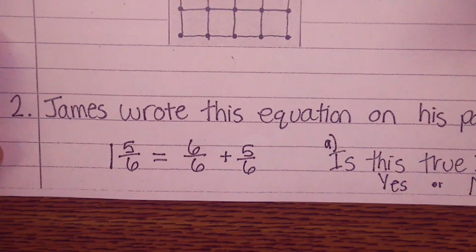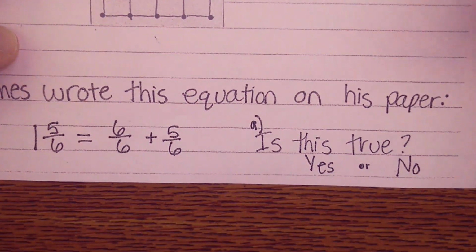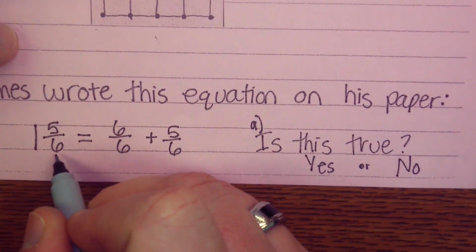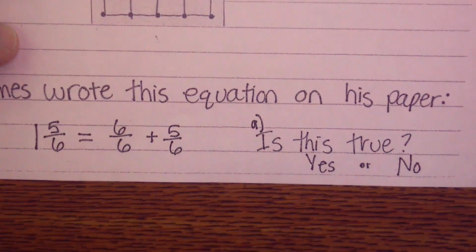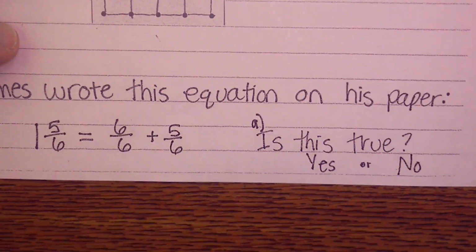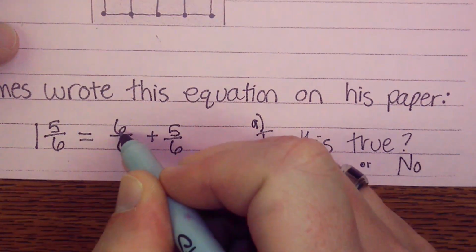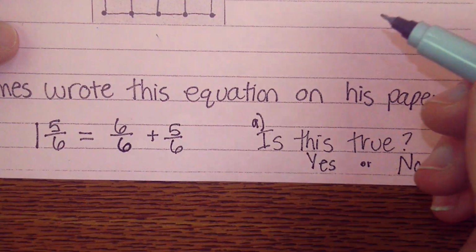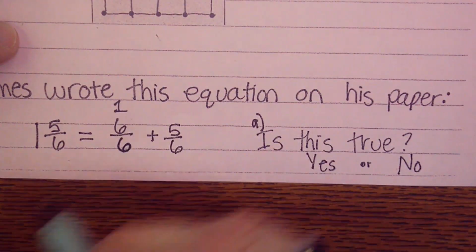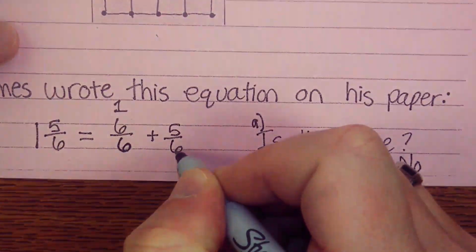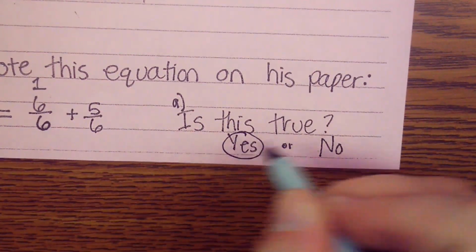James wrote this equation on his paper. Is it true? 1 5/6 is the same as 6/6 plus 5/6. Well, what is 6 out of 6? If I break something into 6 pieces, and I give you all 6 of those pieces, how much of that thing do you have? Well, you actually have 1, don't you? 1 plus 5/6. This is 1 5/6. Is it the same? Absolutely.